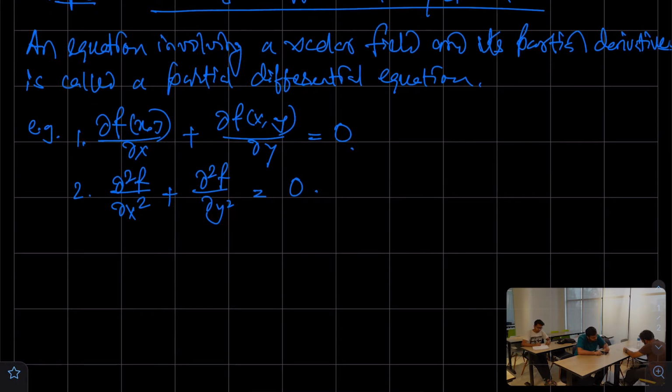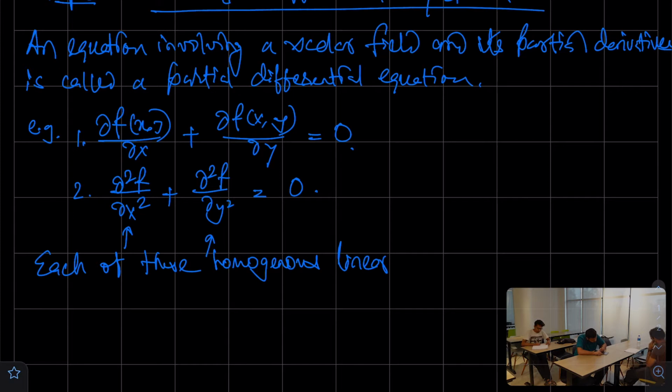So these two can be said they are linear partial differential equations. They are also homogeneous because there are no higher orders. All of them are the same: dx squared, dy squared, dx. So all the derivative operators are of the same degree, or you can say the same order. So each of these is a homogeneous, linear PDE.